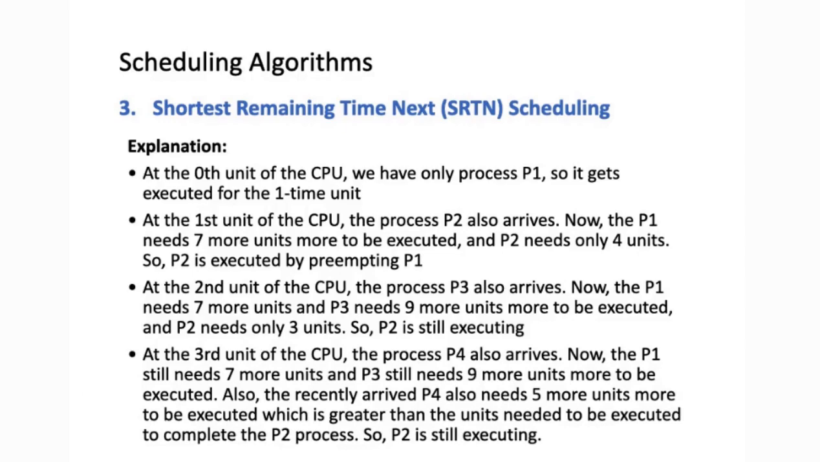Then at the third unit of the CPU, the process P4 also arrives. Now, P1 still needs 7 more units and P3 still needs 9 more units to be executed. Also, the recently arrived P4 needs 5 more units to be executed, which is greater than the units needed to complete the P2 process. So, P2 is still executing.